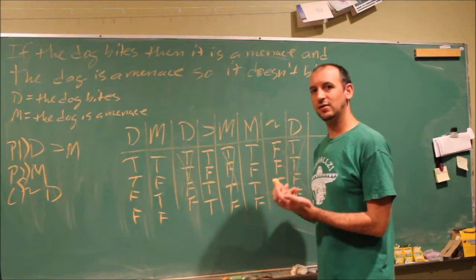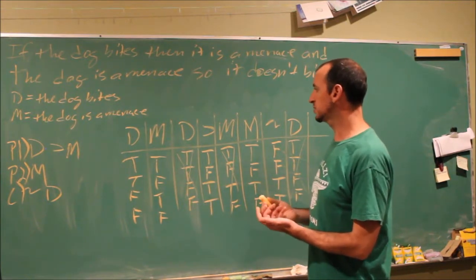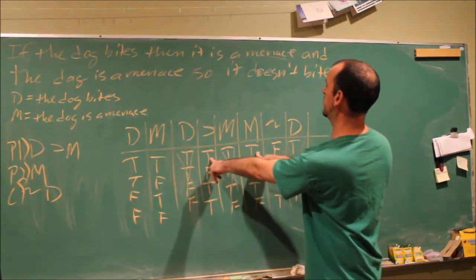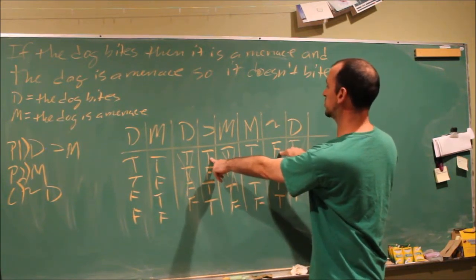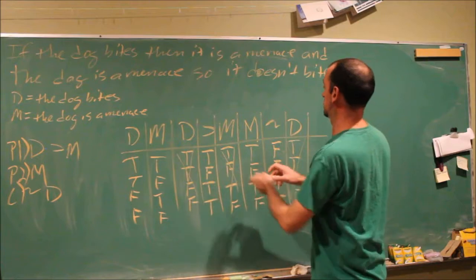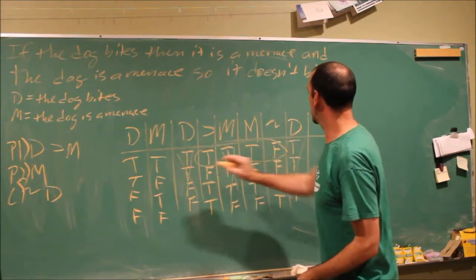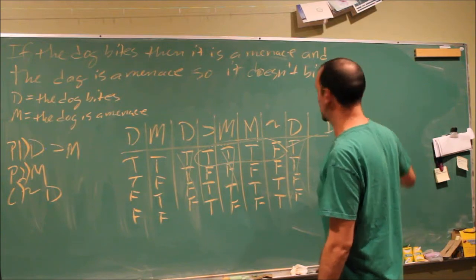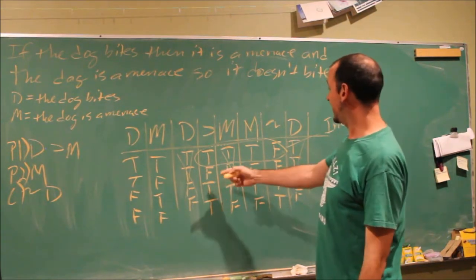And our test is: is there any situation where all of the premises are true and the conclusion is false? Well, here's our two premises, both true, and a false conclusion. That right there is enough to tell me that this argument is invalid. We can keep testing if we wanted.